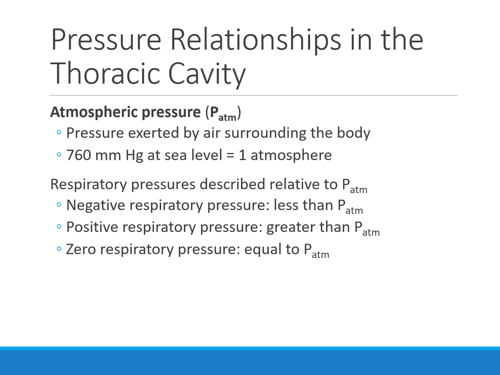And what we're going to be comparing is the pressure in the lungs. When the pressure in the lungs is higher than 760, air is going to go from the lungs out. When the pressure in the lungs is lower than 760, then the air is going to go from the outside in. All right, so respiratory pressures are always described relative to this atmospheric pressure. Negative respiratory pressure is less than the atmospheric pressure, positive is greater than, and zero means that the two are equal.